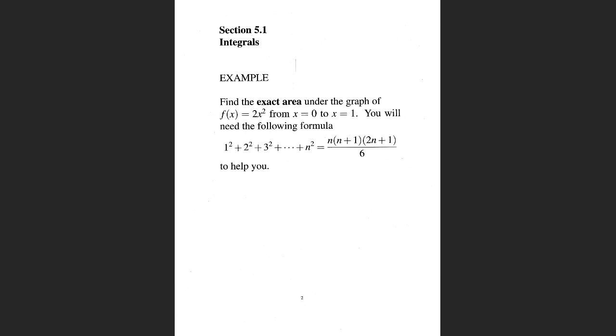Now what we want to do is find the exact true area under the graph of this function f of x equals 2x squared from x equals 0 to 1. To do it, we are going to need a formula. This is a formula that can be found by what's called induction. How many have heard of induction? Maybe you've seen it. When I taught high school many years ago, we actually taught induction in our pre-calculus class. But I don't know if you've heard of it.